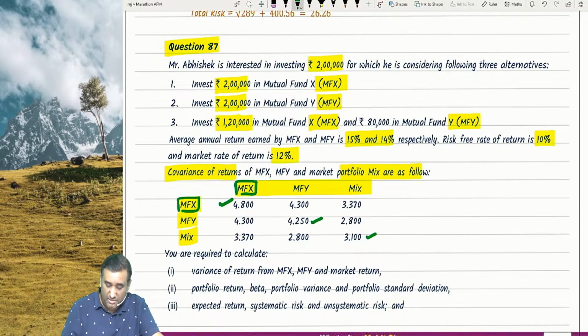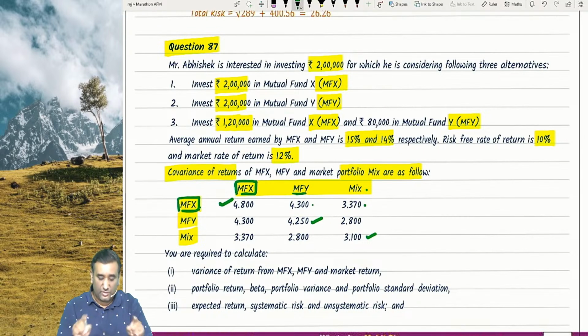X and market, basically X, Y, Y, market, Y, X, these are covariance. X and F is nothing but covariance. X with the market is nothing but covariance. With himself is nothing but variance. Covariance of return with itself will be a variance only.